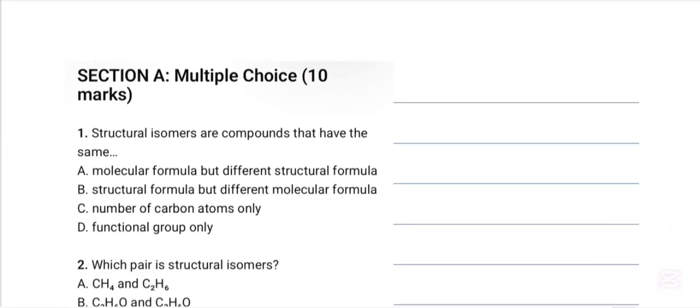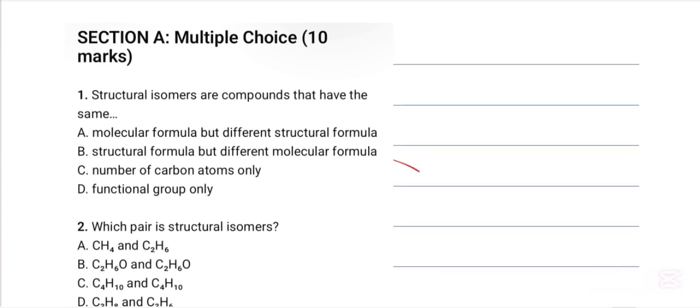The first question is the multiple choice question. Here we test the understanding of isomers. The structural isomers are compounds that, by definition, have the same molecular formula but different structural formula, which means option A is the answer for number 1. So number 1, the option that is correct there is option A.